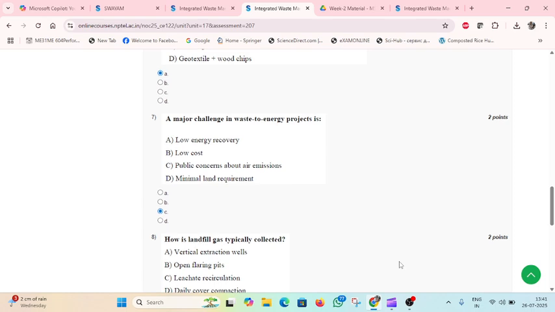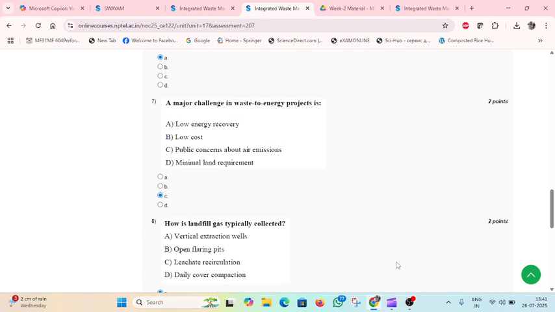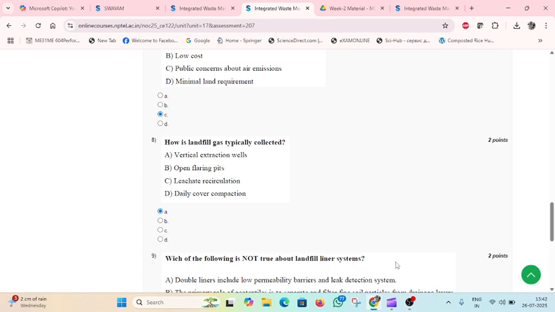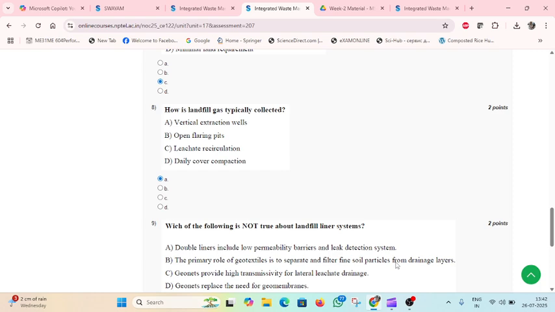Now moving to question number 8, how is landfill gas typically collected? Vertical extraction wells, open flaring pits, leachate recirculation, or daily cover compaction. The right answer for question number 8 is vertical extraction wells. Now moving to question number 9, which of the following is not true about landfill liner systems? Double liners include low permeability barriers and leak detection systems. The primary role of geotextile is to separate and filter fine soil particles from drainage layers.